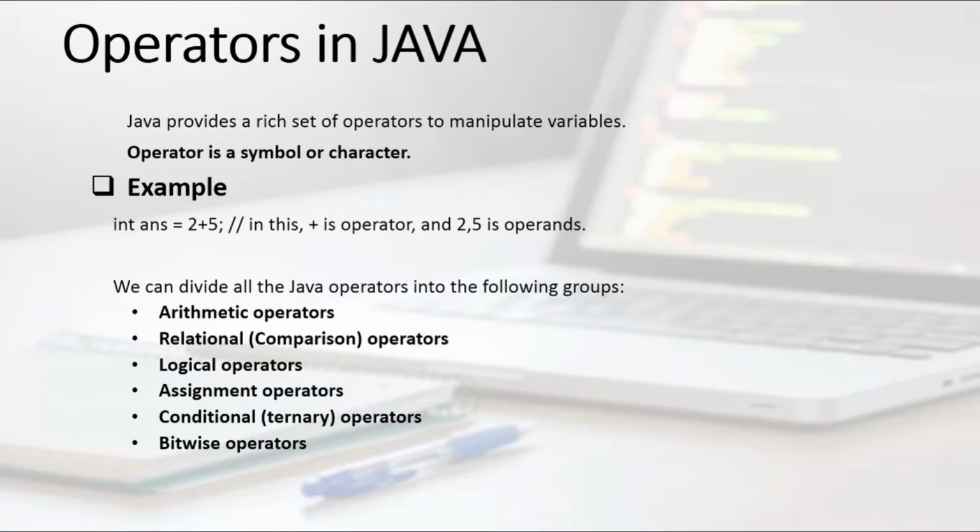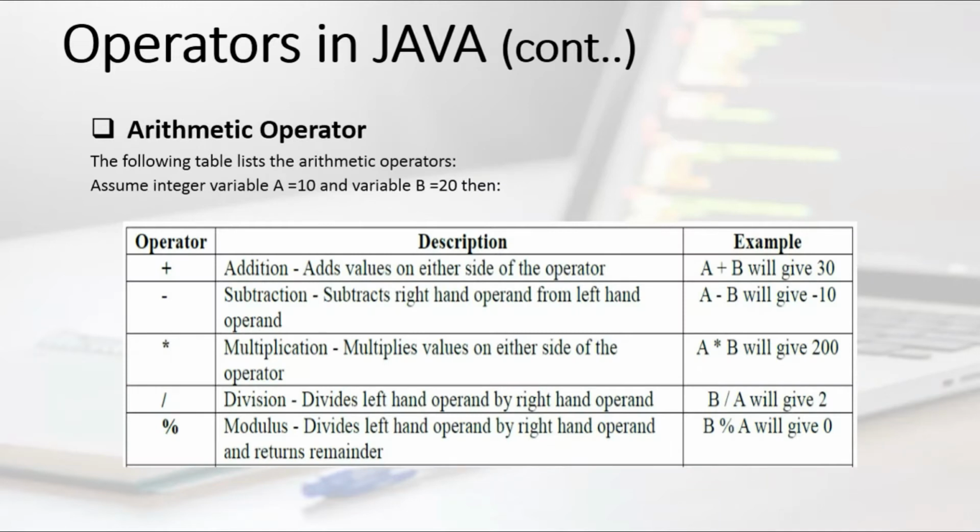We can divide all the Java operators into the following groups: arithmetic operator, relational, or you can say comparison operator. The third one is the logical operator. The fourth one is the assignment operator. The fifth one is the conditional, or you can say ternary operator. And at last, the bitwise operator. So let's take the first, the arithmetic operator.